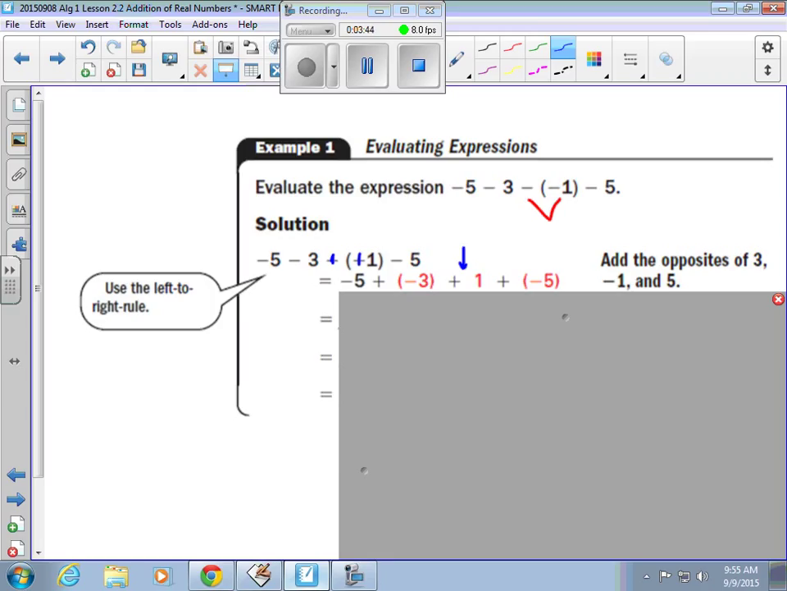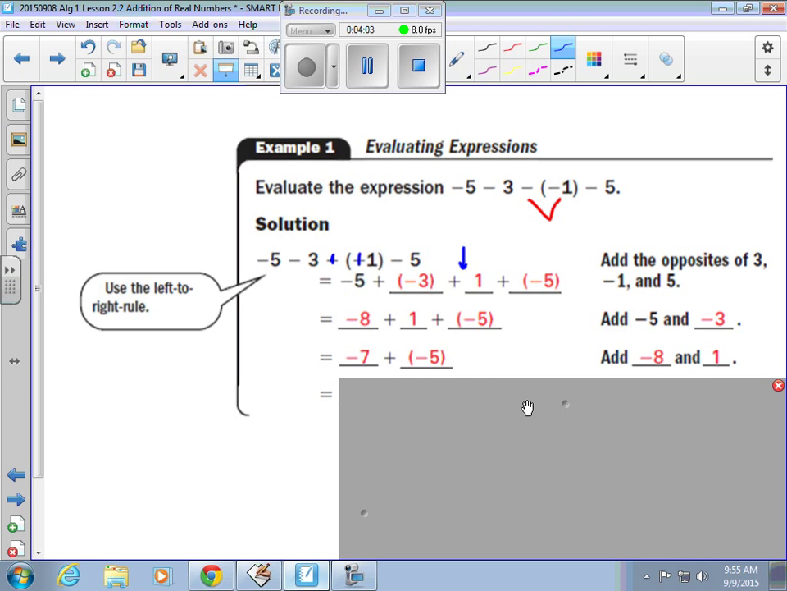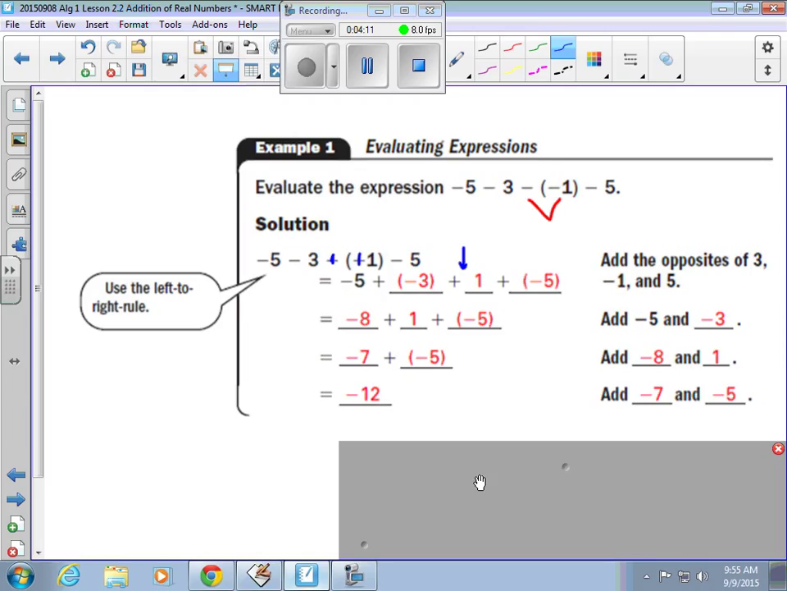Now it becomes just what we did yesterday. It's all addition now. Negative 5 plus negative 3, same signs. You add them up. 5 plus 3 is 8. Keep the common sign, negative 8. Then it's negative 8 plus 1. Opposite signs. Subtract them. 8 minus 1 is 7. Keep the larger sign. So you got negative 7 plus negative 5. Same signs. Add them up. 7 plus 5 is 12. Keep the common sign, negative 12.